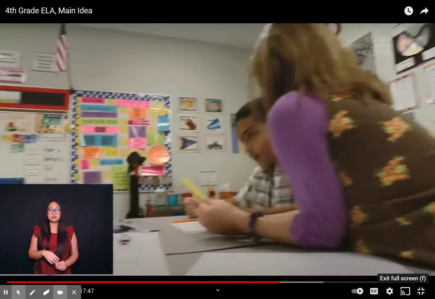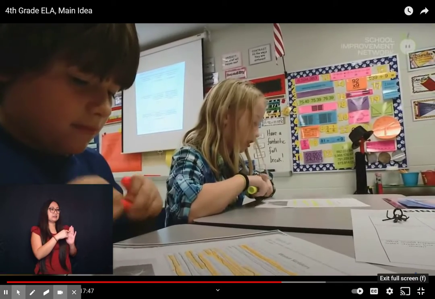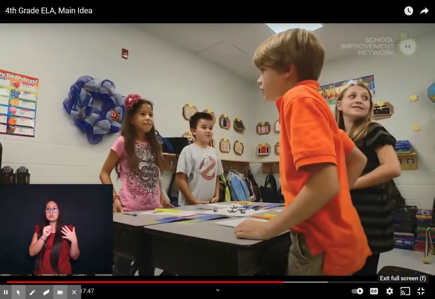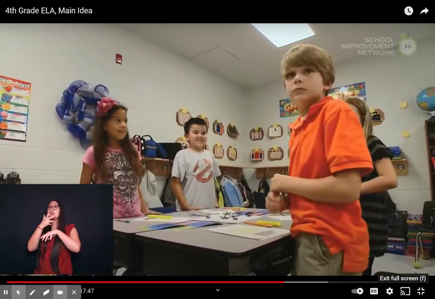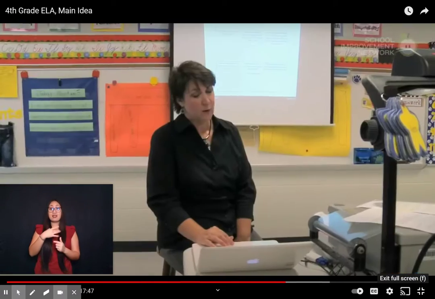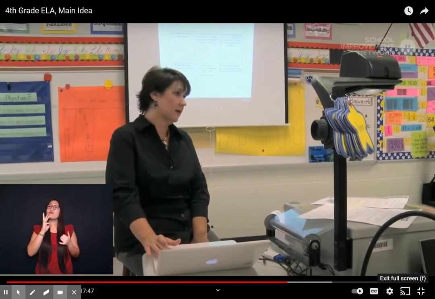It says these traits keep them from becoming prey food or food. Water striders lost their vision. All right, stop. We've got another group. I like how we have different groups finishing. What would happen if water striders lost their vision?